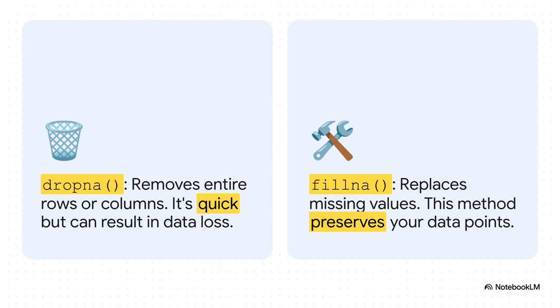So on one hand, you've got dropna. It's like a surgical scalpel. It just cuts out any row with missing data. It's super fast, but you risk throwing away some really valuable information. On the other hand, there's fillna. This is more like a restoration project. You can fill those empty spots with a 0, or maybe the average of the column, or even the value from the row right above it. It's all about preserving your data.